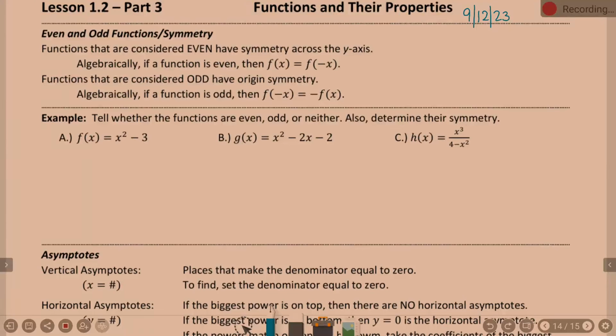Of lesson 1.2, the final few properties of functions that we're going to talk about, okay? And keep in mind, all of this 1.2 stuff goes together. There's a lot of different properties here that we've worked at. We're going to start today with talking about even and odd functions and how that relates to symmetry.